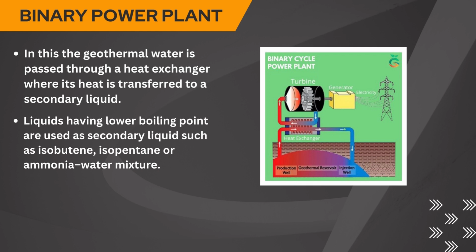So for example, we can take isobutane, we can take isopentane, or even an ammonia water mixture could be utilized as the secondary liquid in binary power plants.